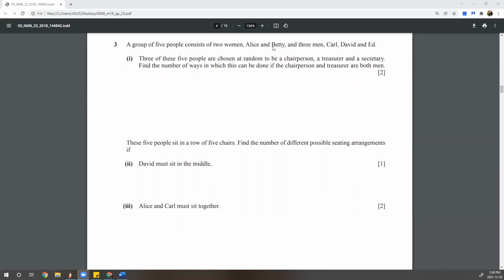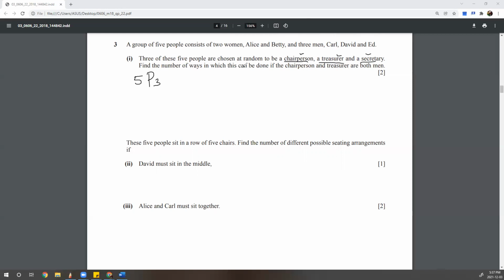Probability. A group of 5 people consists of 2 women, Alice and Betty, and 3 men, Carl, David, and Ed. A, B are girls. C, D, E are boys. 3 of these 5 people are chosen at random to be chairperson, treasurer, and secretary. We have the order, so we deal with the permutation. So 5P3. Why P? Because it has an order. So Carl, David, and Betty, for example, and Betty, Carl, David are different formation because we have the chairperson, treasurer, and secretary.